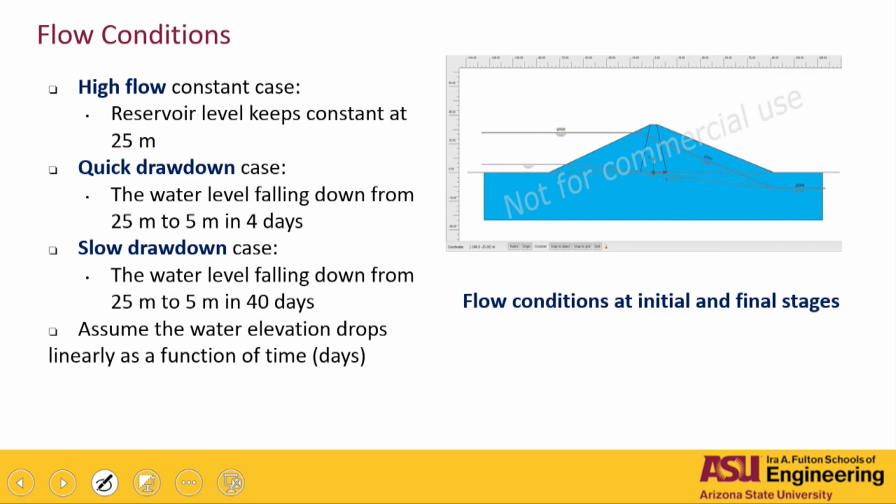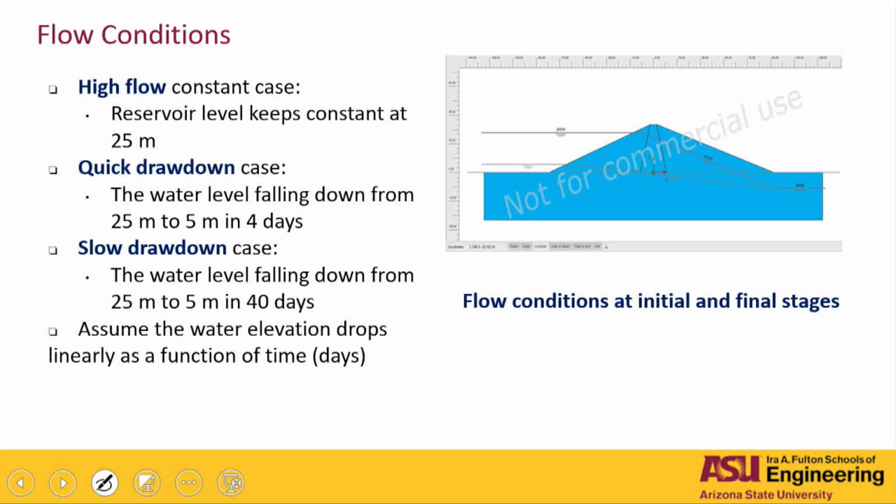Three analyses were run. The first one we call the high flow constant case. The reservoir level was kept at a constant level of 25. Then a quick drawdown, when we lowered the level from 25 to 5 meters in 4 days. And the other one, a slow drawdown, when we did that in 40 days, right? In 40 days. We got more time and we can do that.